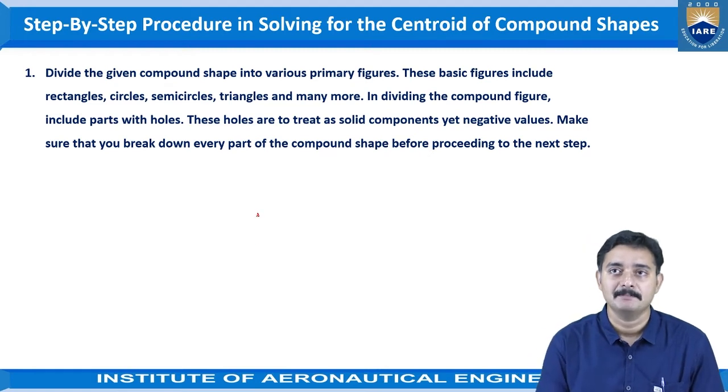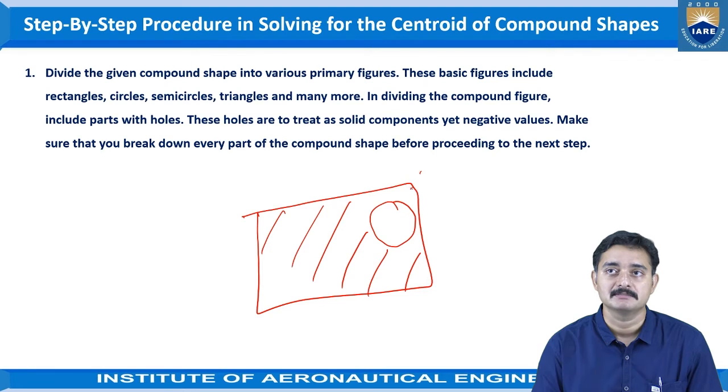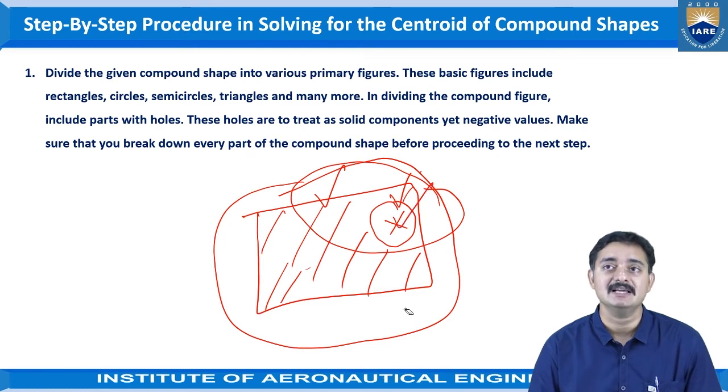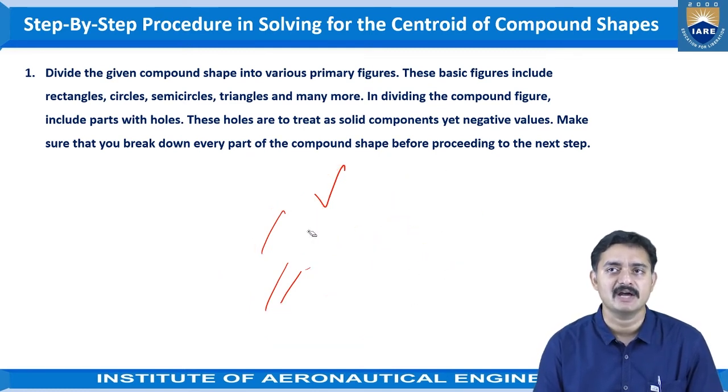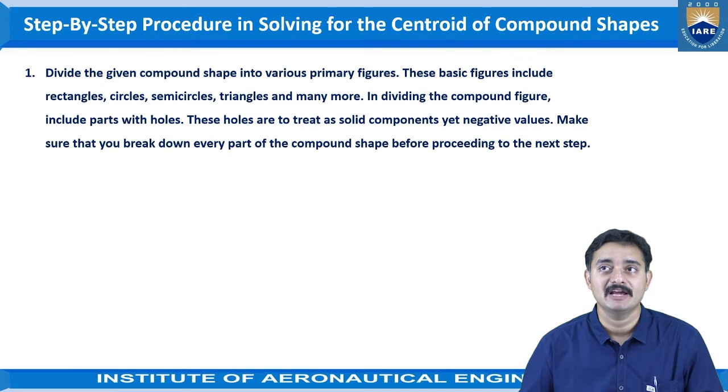Like if a compound section is given like this and there is a hole present here. This is the place where the material is present, and here there is no material. So we will divide this whole compound shape, which has one rectangle and one circle. Even though there is a hole present, we will consider that hole also as a regular shape, a regular circle. These holes are treated as solid components yet with negative values, like we will be subtracting the value from the whole material that is present.